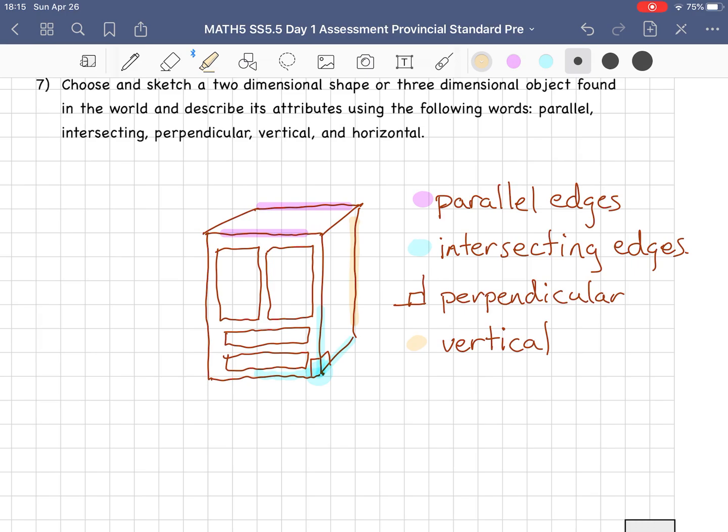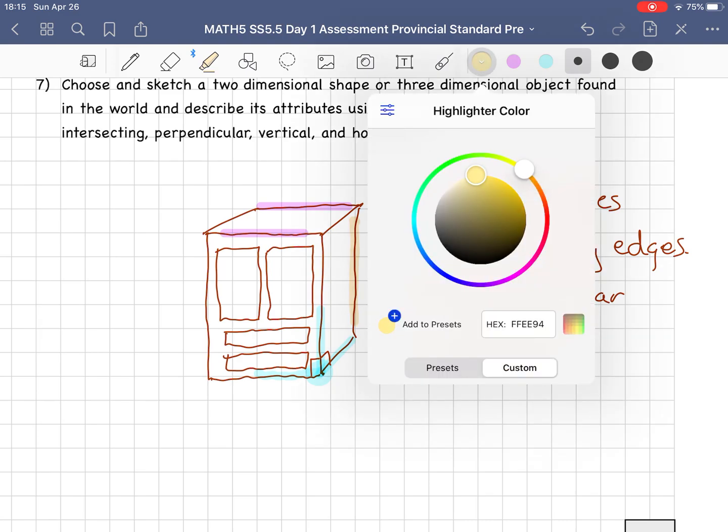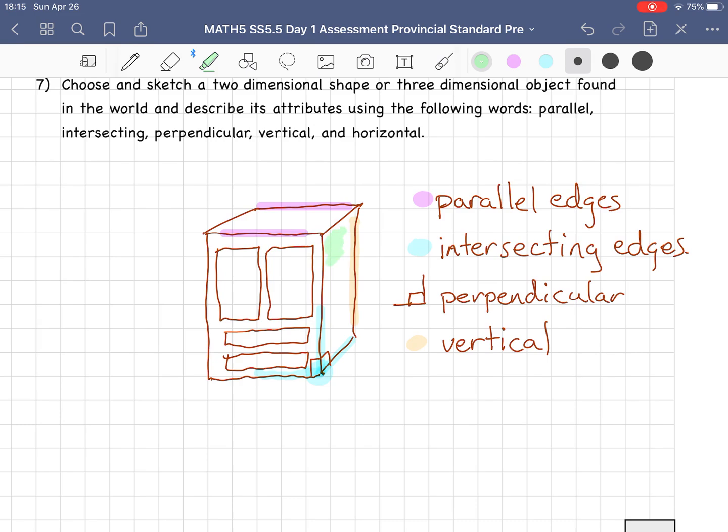Now I could also do vertical faces. This face right here is also vertical. The whole face is going up. So I'm going to highlight that in a different color. I'll just choose a green. So this whole face is also vertical.